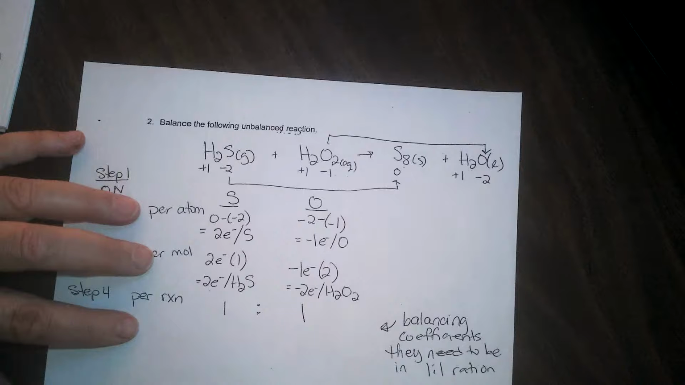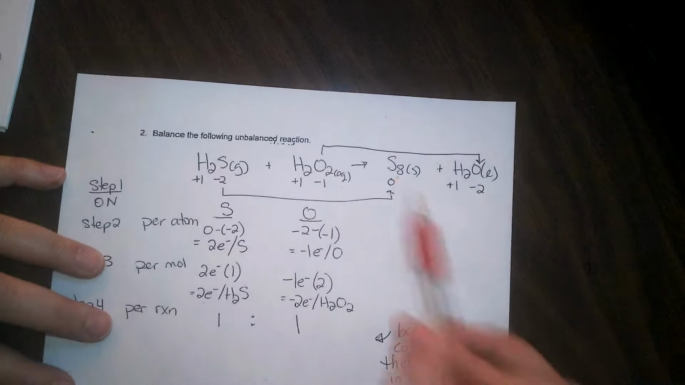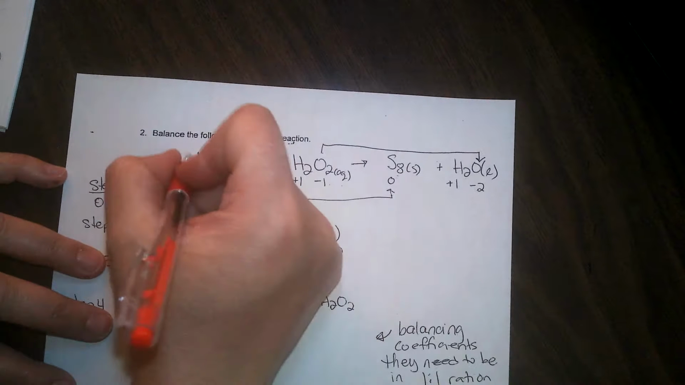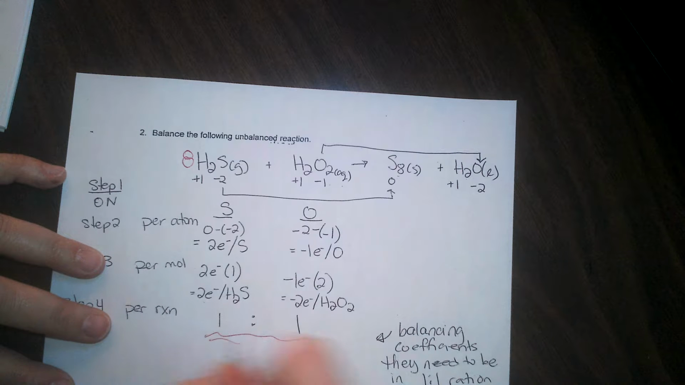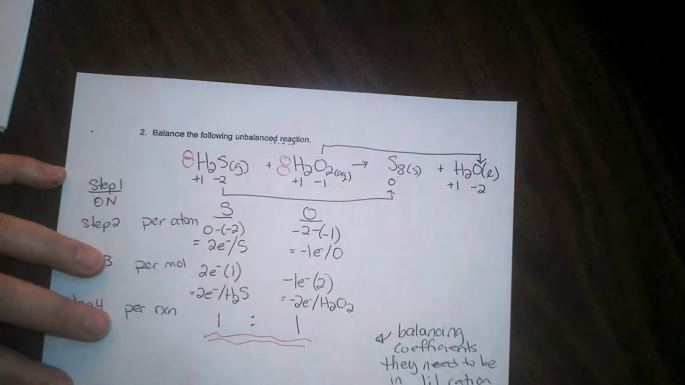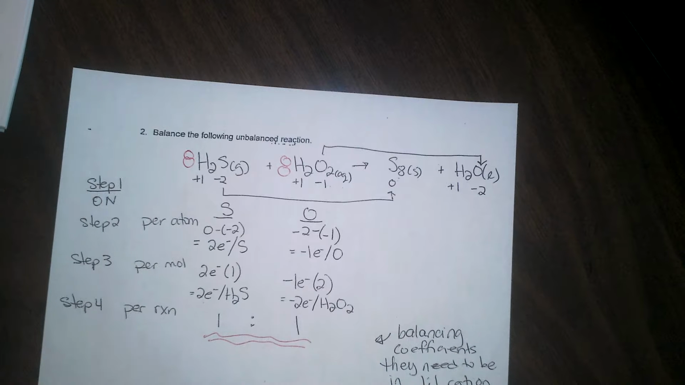But let's look. We have a skill set. We can balance without all of this work. How many sulfurs do I have here? So I have to put an 8 here. Because of this piece here, that means I'm going to put an 8 here. It's a 1 to 1. If I put 8 on hydrogen sulfide, I have to put 8 on peroxide.